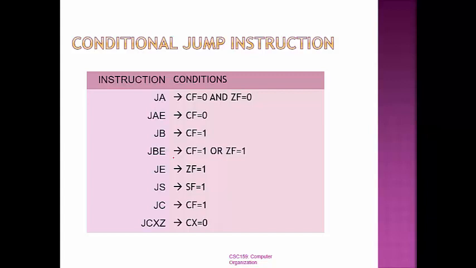The other type of jump instruction is the conditional jump instruction. Inside the conditional jump instruction, we have 8 instructions. The conditional jump instruction will jump to the location depending on the condition. That's why we call this the conditional jump instruction. It will jump to the target depending on the condition that has been set there.